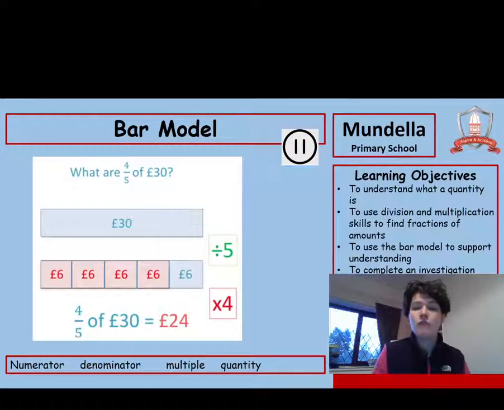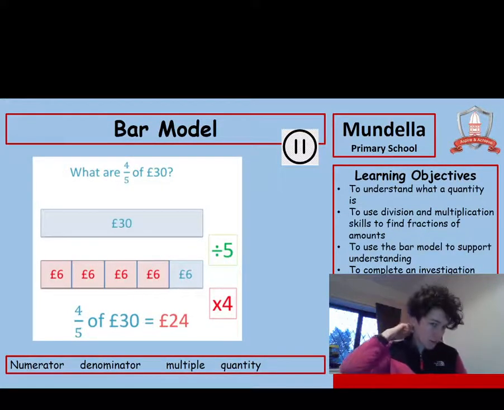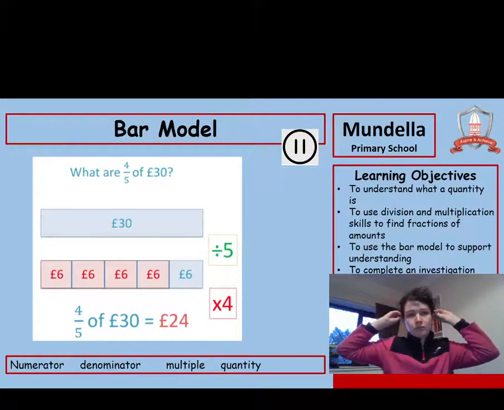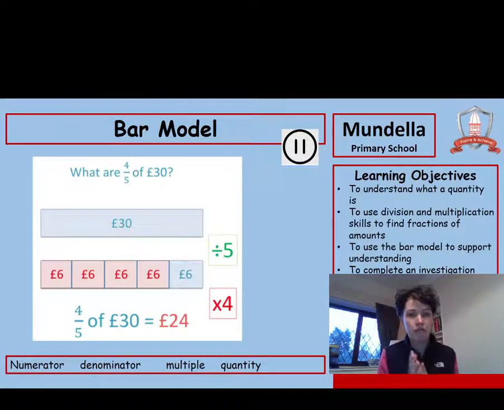Right then, so I've mentioned to you the bar model and how we use it to find fractions of amounts. Well, I'm going to talk you through the different steps here, and this is an example that you can refer back to when you are completing your investigations. So if you're presented with the question of what are 4/5 of £30, we're using money here, it's a money context. You'd have your one bar which is worth 30. Your whole is worth £30.